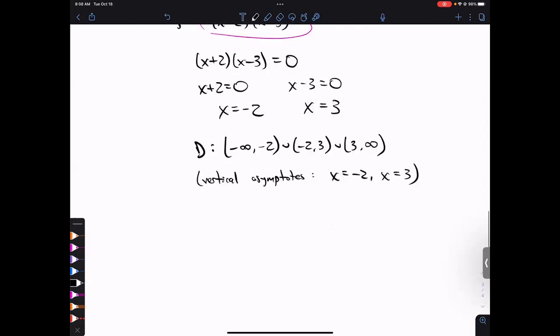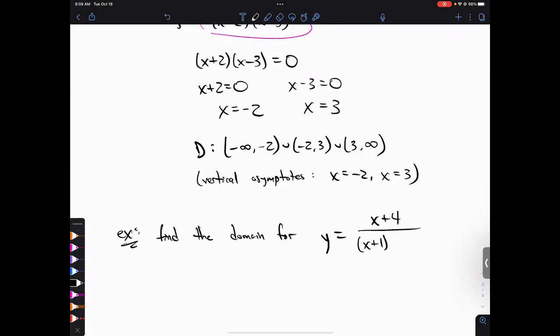All right, let me throw you another one real quick. Do the same thing for, let's see, find the domain for y equals (x plus 4) over (x plus 1) times (x plus 4).